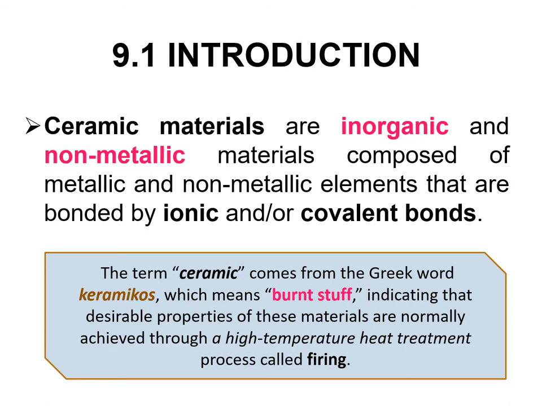Ceramics material are inorganic and non-metallic material, which are composed of metallic and non-metallic elements that are bonded by ionic and/or covalent bond. For example, we look at aluminium oxide, where the metal element aluminium from group 3 is bonded with 3 atoms of oxygen.